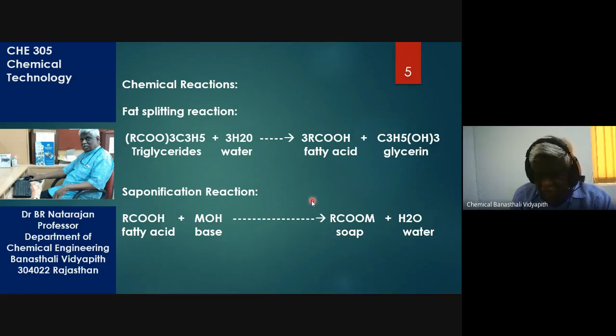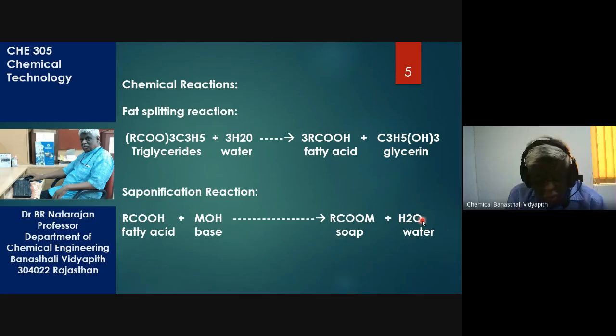Next comes the saponification reaction. The fatty acid with a base like NaOH or KOH will form RCOOM, where M may be sodium or potassium, and water.